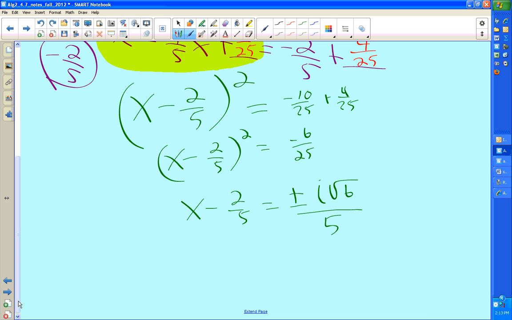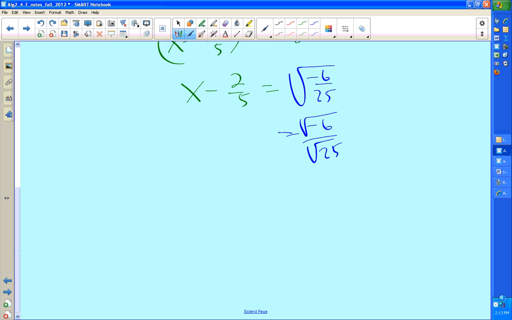Why is it 5? Because it's the square root of negative 6 over the square root of 25. Square root at the top, square root at the bottom. If you would rather, it's perfectly fine to do the square root of negative 6 over 25, and then do the square root of negative 6 over the square root of 25, and then do i root 6 over 5. Don't forget it's all plus or minus. That's fine, but regardless, you're going to get here eventually.